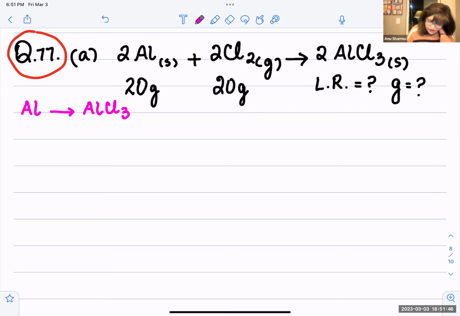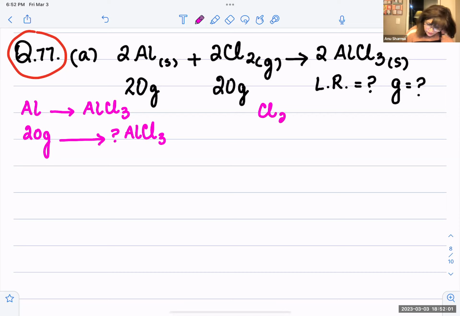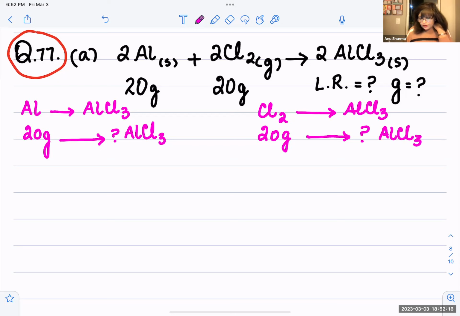So that's one piece. And you are given 20 grams of aluminum. So you're going to find how many grams of AlCl3 you can produce. Next, you're going to look at chlorine. They are giving you 20 grams of chlorine. Then you find how much AlCl3 you can produce, how many grams when you use 20 grams of chlorine.